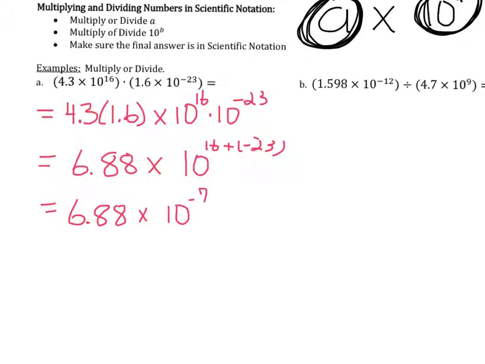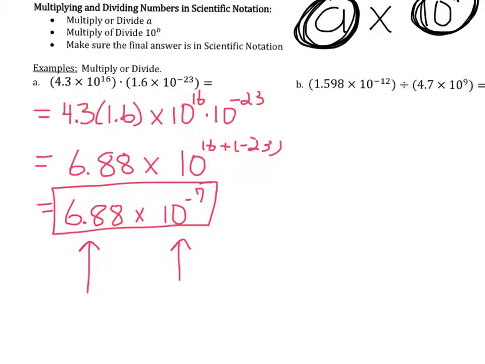All right, and once again, you want to make sure that when you finish, your numbers are written in scientific notation. Notice 6.88 is in scientific notation for A. That's the right form for A because it is a number between 1 and 9 point something. And I have times 10 to the negative 7. That negative 7 exponent is fine because we can have negatives when we're dealing with scientific notation. So this is, in fact, my solution.